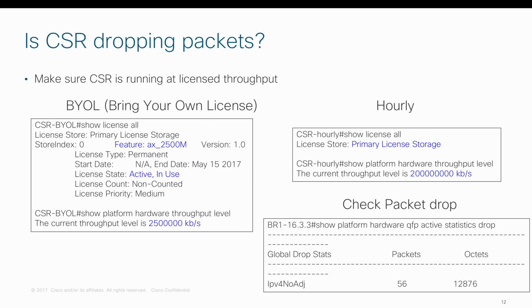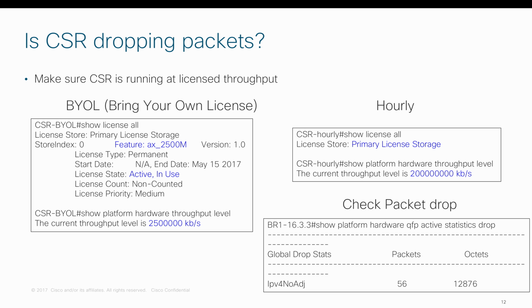Okay, so you need to make sure the CSR is running at the licensed throughput. We have bring your own license, and we also have the hourly. The easiest way to tell which license option you are on is to do a show license all on the CSR. With bring your own license, you can see there is a feature. It tells you which technology pack you are using, so you are using AX 2.5 gig, and the license state says active in use.